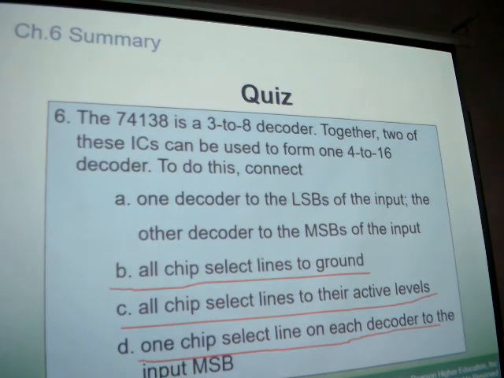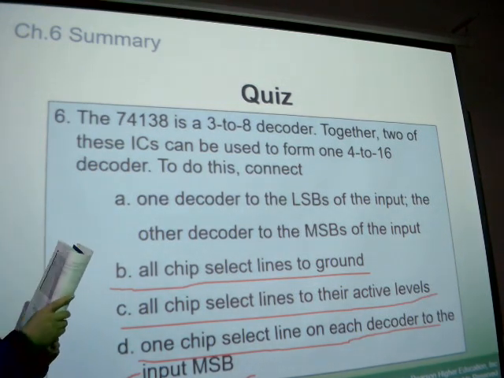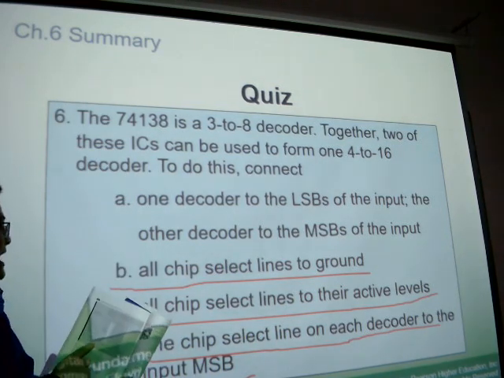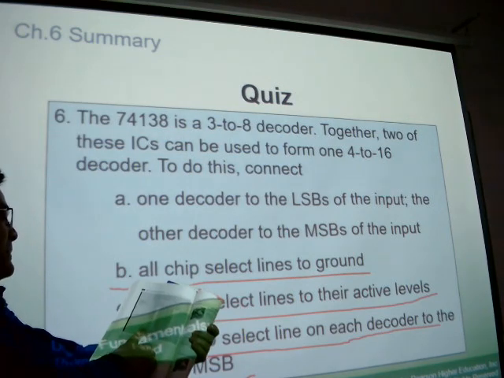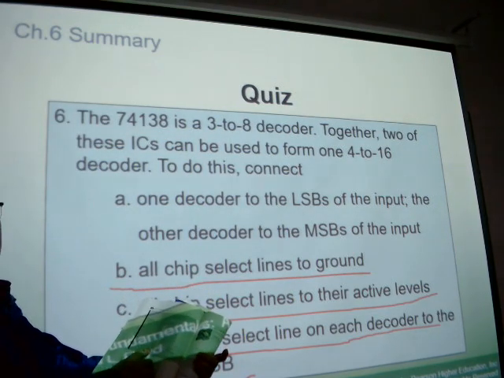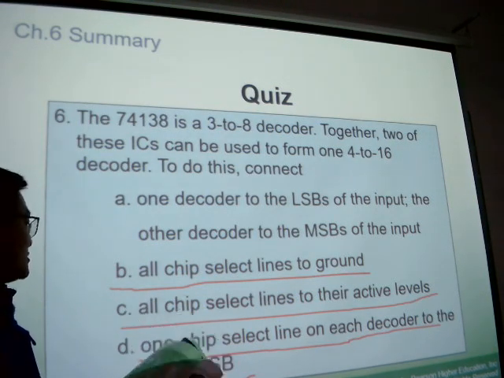From this figure, we know that one chip select line on each decoder is connected to the input MSB, right? The A4 input selects which chip is enabled, right? On page 192, A4 is the MSB, right? And it is formed by the selector inputs of the two chips, right? So the answer is D.